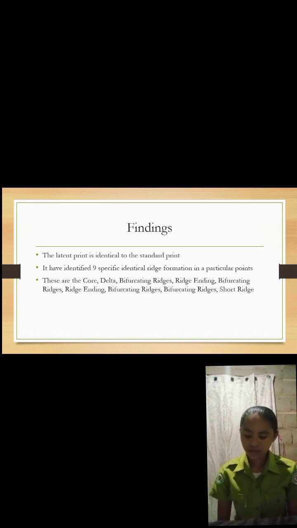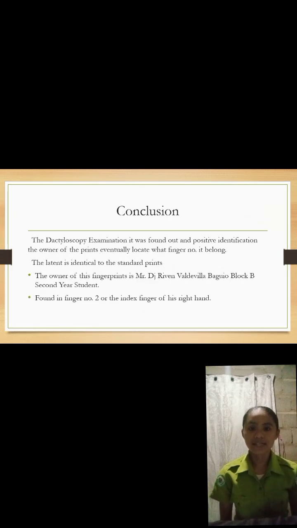The finding is the latent print is identical to the standard prints. It identified a specific identical ridge formation at a particular point. There are nine ridge formations identified. I traced nine ridge formations in my fingerprint comparison. These are the core, delta, bifurcating ridge, ridge ending, short ridge, and others. Lastly is the conclusion.